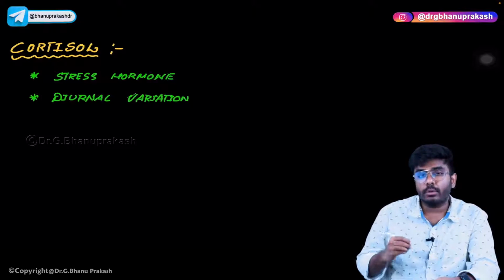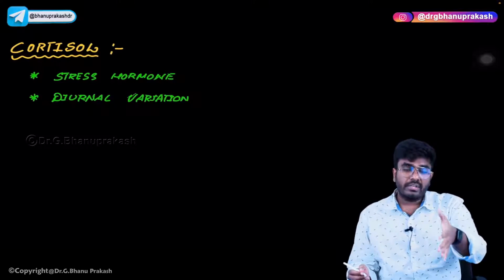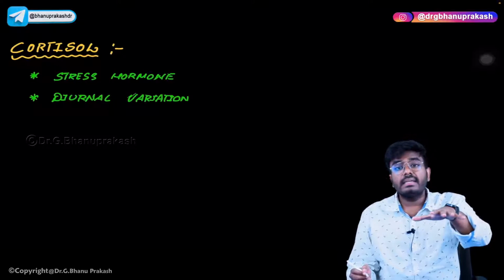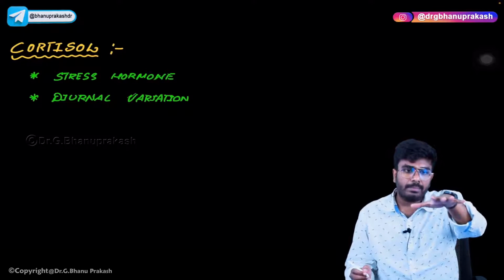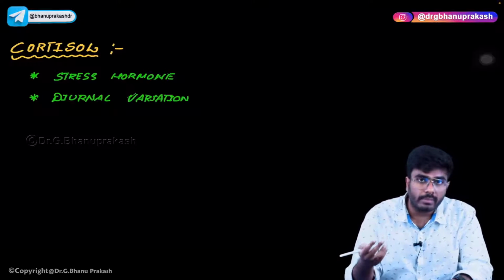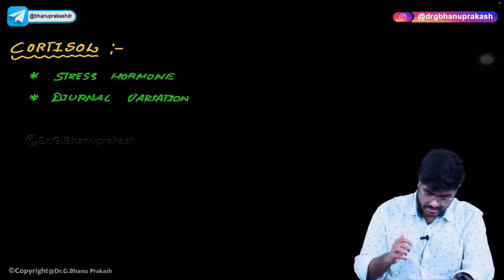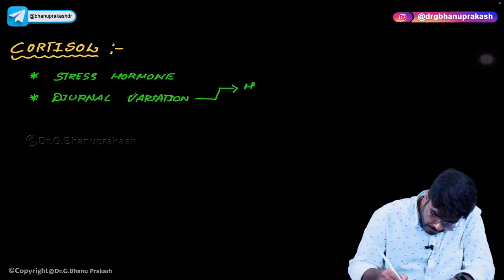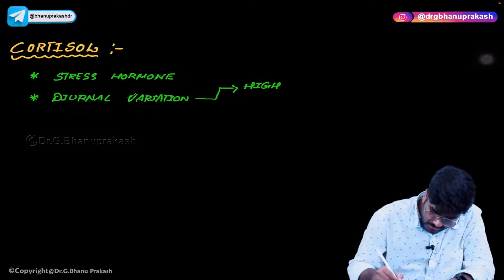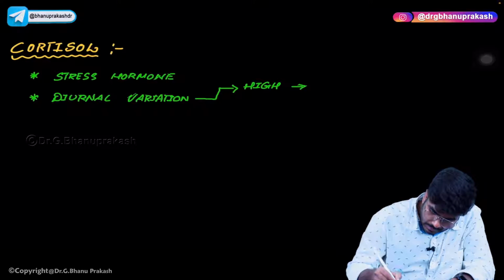What exactly is this diurnal variation? Which means in this 24 hours of a day, certain times the cortisol levels will be increased and certain times the plasma levels of cortisol will be going down. So you can see the variation in the levels of cortisol in the blood. So this is called as the diurnal variation. Now we will see highest levels of cortisol in morning 8 a.m.